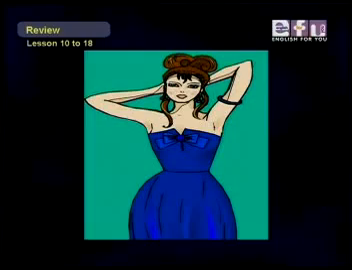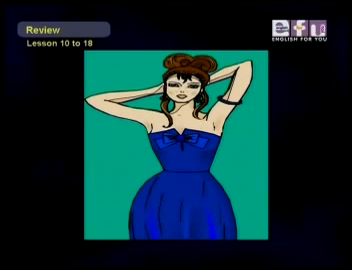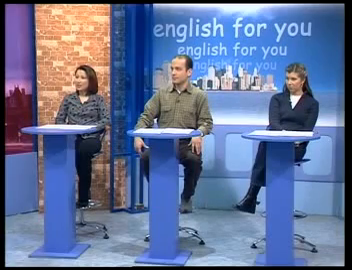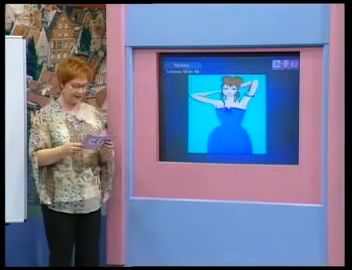So, with this picture, Isabel, tell us something about the picture. Okay. She is wearing a blue dress. Okay. Ali? She is wearing earrings. Yes. And Susan? She is wearing red lipstick. Yes, she's wearing red lipstick.